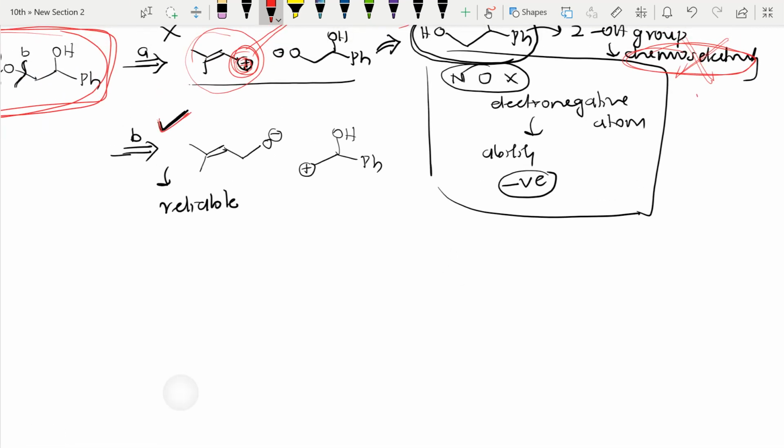See, with red ink I am writing now. See here, this carbocation is stable. Why is it stable? Because of resonance like this. I can show it like this, right? So here we have resonance like this. So with this resonance, this carbocation is stable.